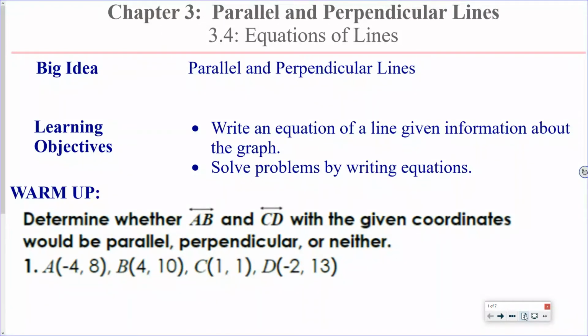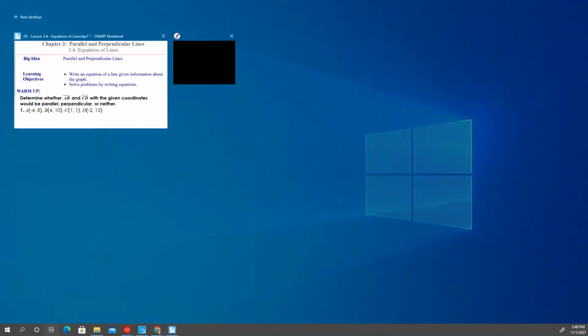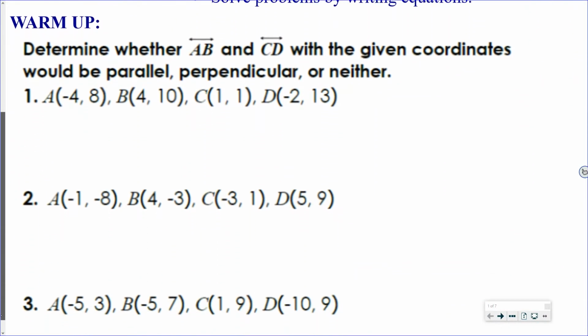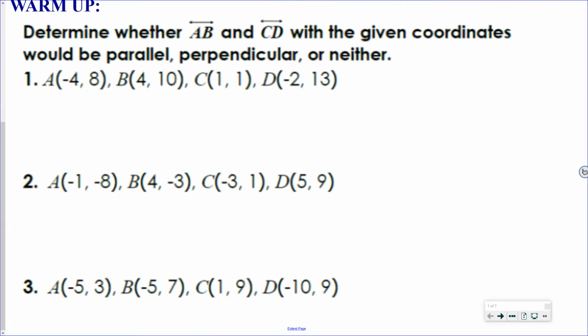This is lesson 3.4. Right now, students are working on the warm-up. They're trying to determine whether lines AB and CD with the given coordinates would be parallel, perpendicular, or neither. My hint to them was start with finding slopes.